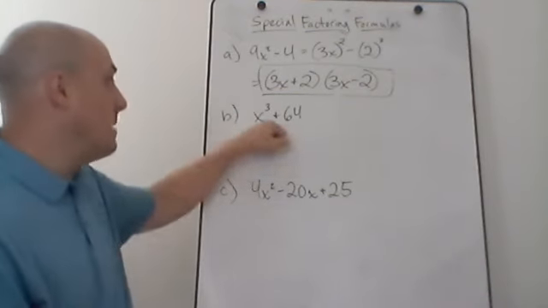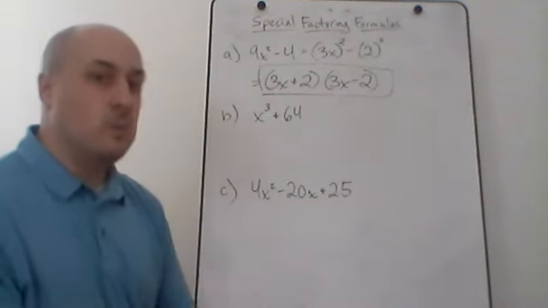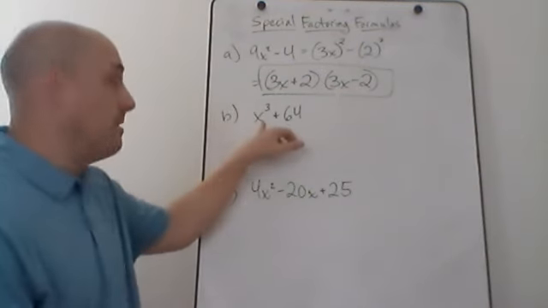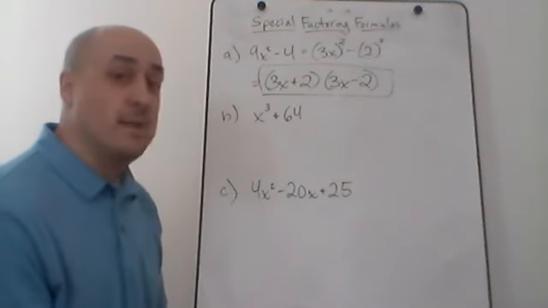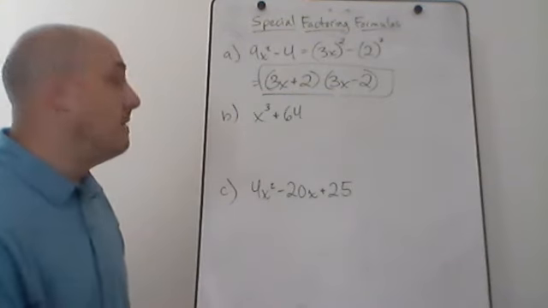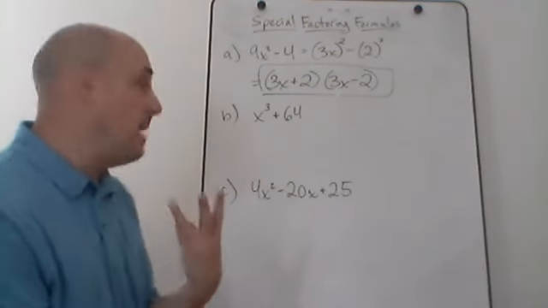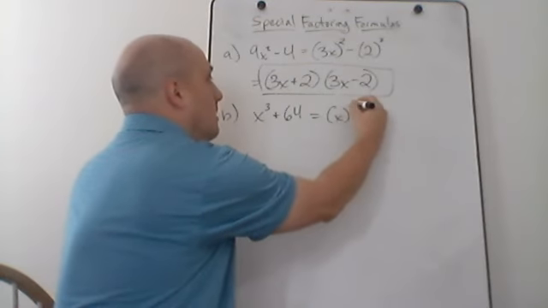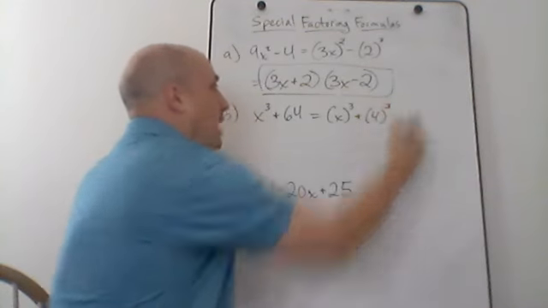All right, the next one we have here, x to the third plus 64. This one is not a difference of squares. For one thing, x to the third is not a perfect square. Also, there's a plus here instead of a minus. So this one is actually going to be what we call a sum of cubes. X to the third power, obviously that's a cube, it's a third power. And 64 is also a cube. 64 is 4 raised to the third power.